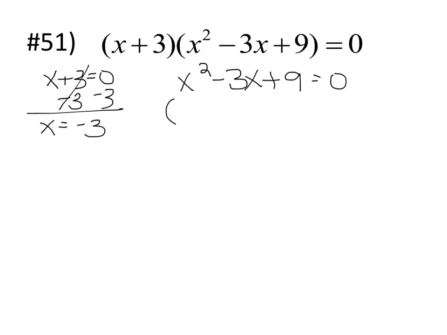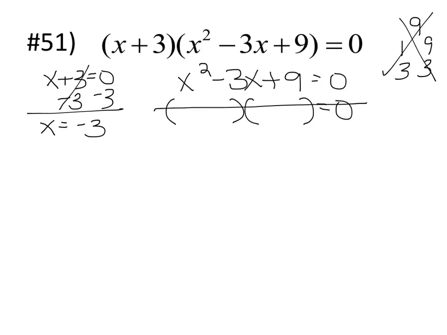And then over here, I'm going to need to factor. Factors of 9 that give me 3, I've got 1 and 9, and 3 and 3. None of those are going to give me 3, so I'm going to have to use the quadratic formula. Okay, so I'm going to ignore that because we're not going to be able to use it. So A is 1, B is negative 3, and C is 9.